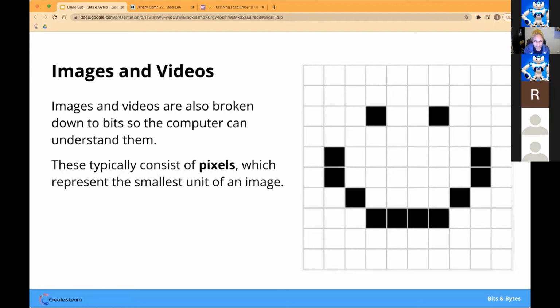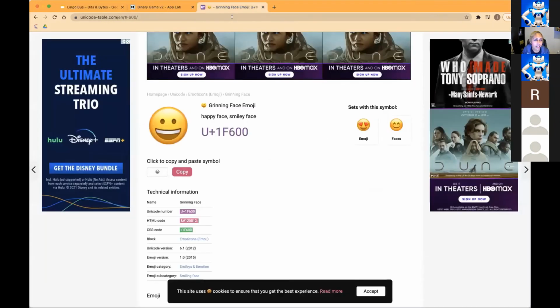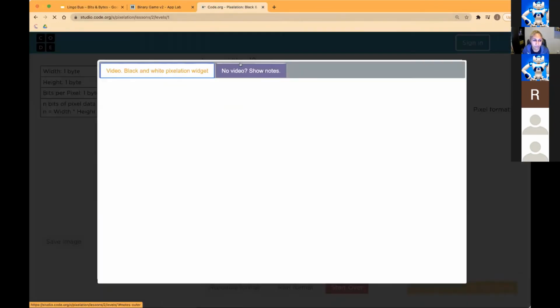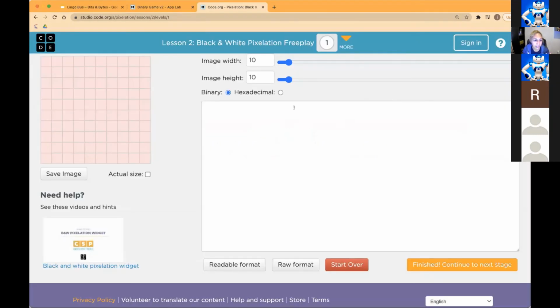Hopefully this link works, but you can try it on that link that I put in the chat. You can close out the video. This lets you make your own pixel art. And again, to a computer, it's a bunch of ones and zeros. So let's say I want to make an image. We'll just start with 10 by 10. 1 is going to give me white. 0 is going to give me black. So if I do this and keep going, it starts going to the next line.